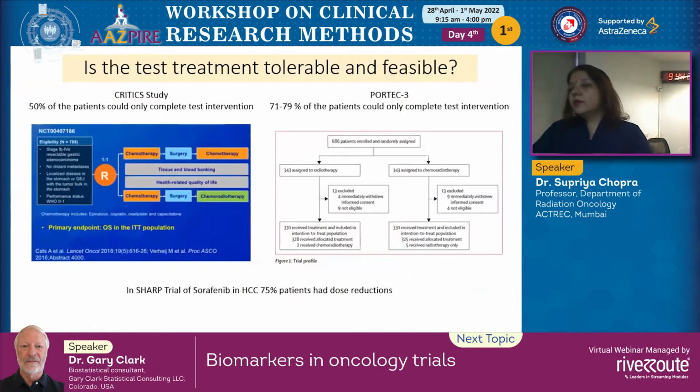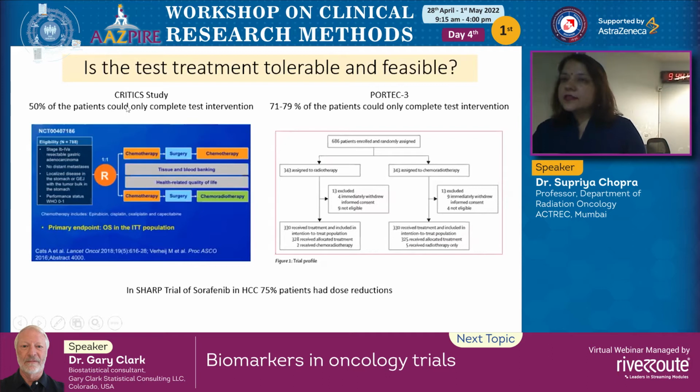A very important question: all kinds of trials are done worldwide, and later on we criticize that this was not a good trial. So, is the test treatment tolerable or feasible? These are two classical examples. One is, if I'm allowed to use that word, a bit of a disaster, and the second is more real life.